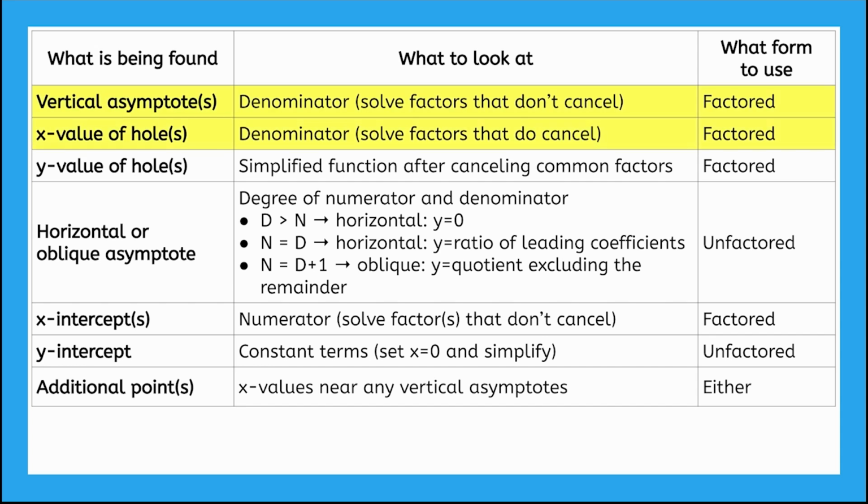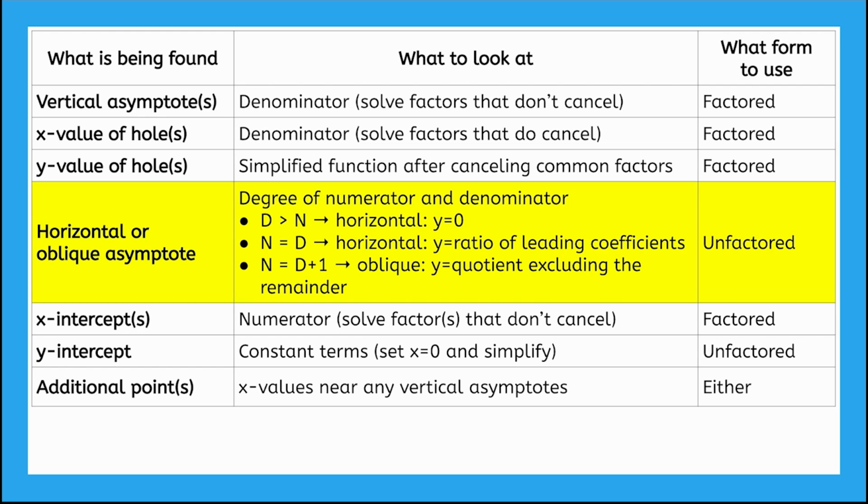First, to find any discontinuities, use the denominator in its factored form to find any vertical asymptotes or holes. If there are any holes, you can find their y-coordinate by evaluating the simplified function after canceling any common factors. Next, we can find any non-vertical asymptotes by analyzing the degree of the numerator and comparing it to the degree of the denominator, as you learned in the previous lesson about analyzing rational functions.